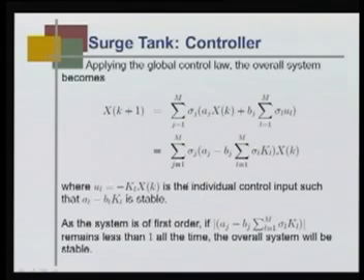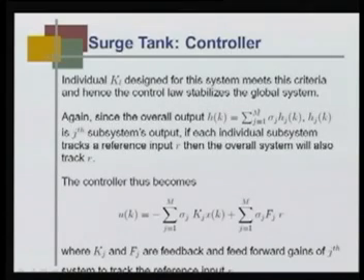Okay. So, applying the global control, the overall system becomes like this, where the individual subsystems are controlled by state feedback. The individual K j designed for this system meets this criteria, hence the controller stabilizes the global system. Since the overall output is H k, and S j k is the jth subsystem output, if each individual subsystem tracks a reference input R, then the overall system will also track R.